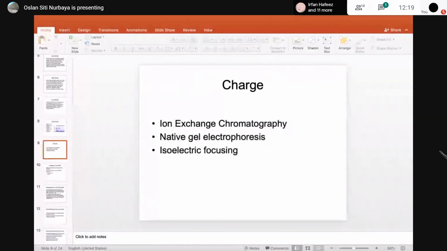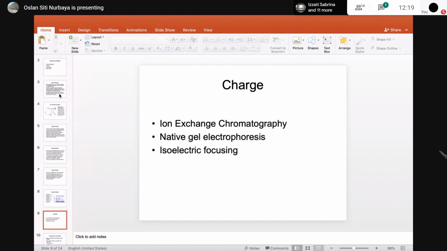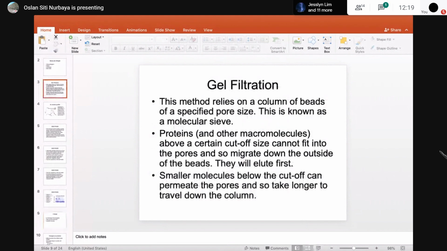Any question for that part? Okay. I'm still sharing my screen. Can you see the screen?